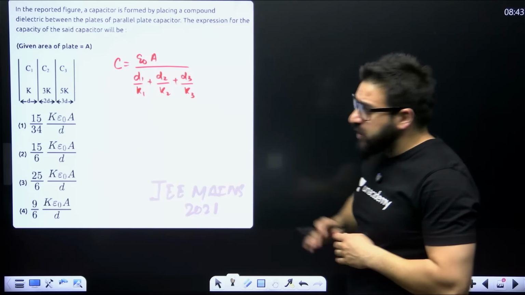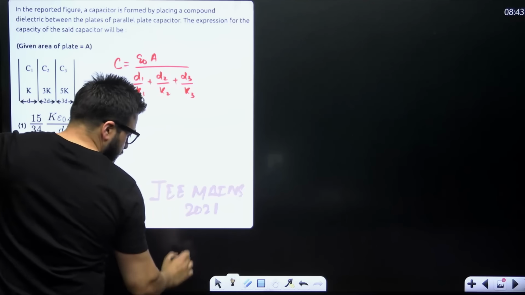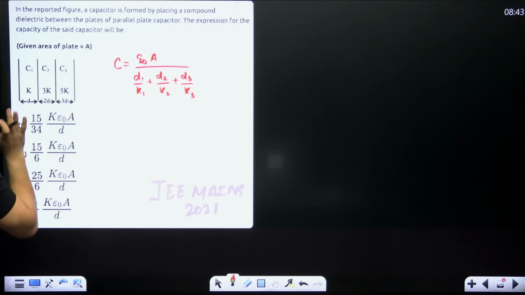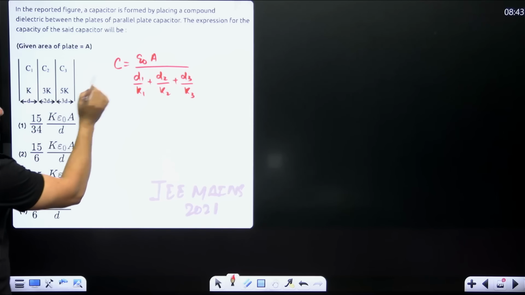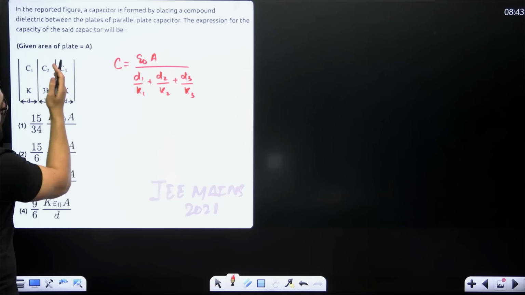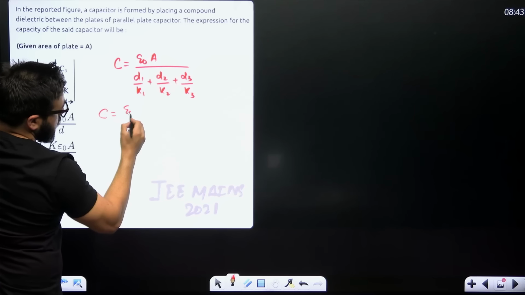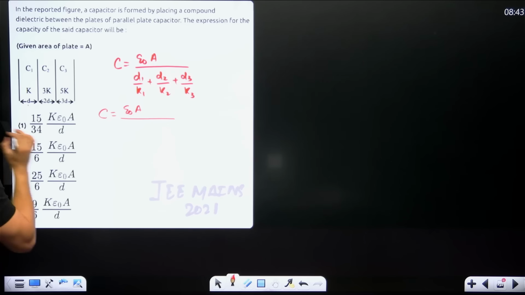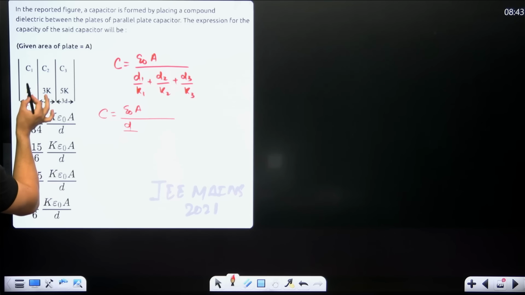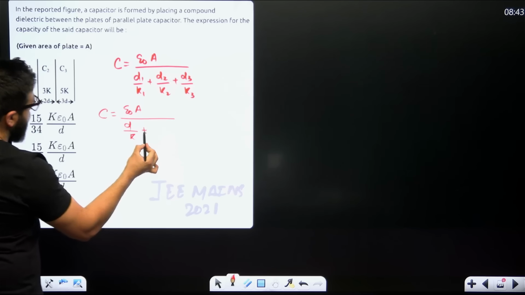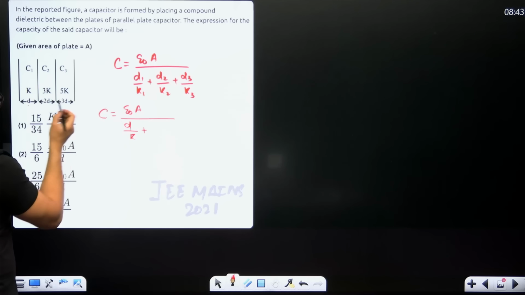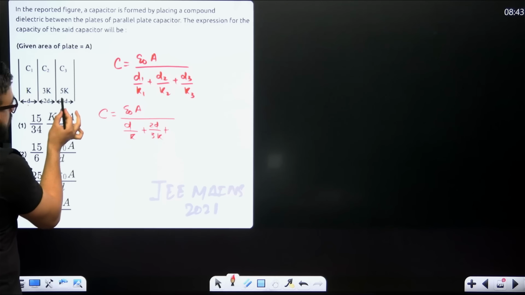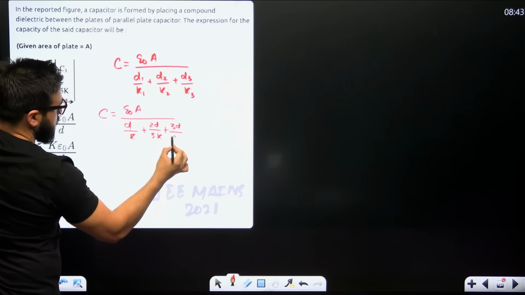Now take a look. This is a question which was asked in JEE 2021. You have got multiple dielectrics placed in a capacitor. You have to tell me its capacitance. This is the formula. When dielectrics are in series, C is equal to epsilon naught A upon D1. What is the value of D1? D divided by, what is the value of K1? It is K, plus, what is the value of D2 by K2? That is 2D by 3K. Then plus D3, that is 3D divided by 5K.